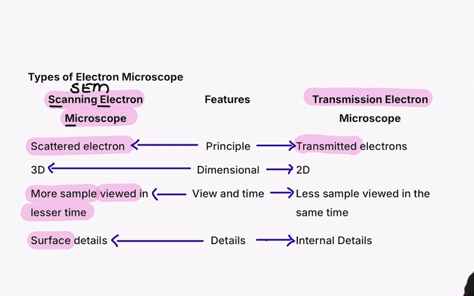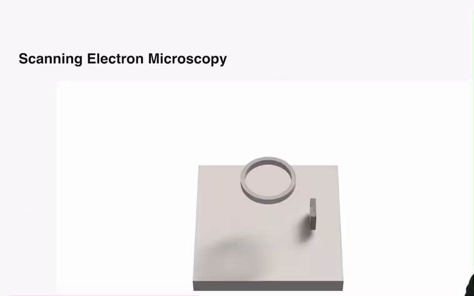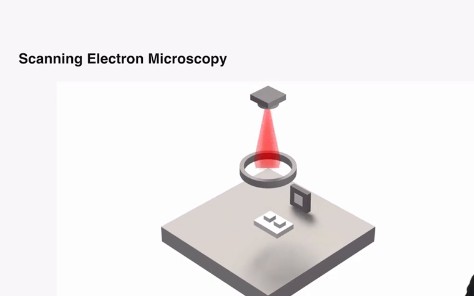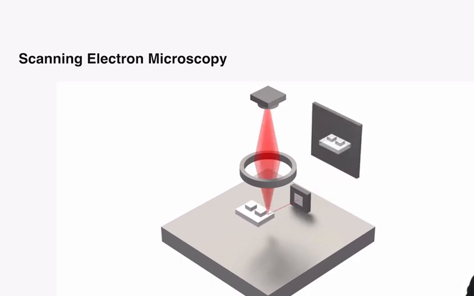Let's understand this also a little better with the help of a video. So let's have a look at what's happening in a scanning electron microscope. As I told you, there are scattered electrons which will only show you the surface details. So as you can see over here, it is only the surface that is being projected onto the screen. Are you able to look at anything inside or any internal details?